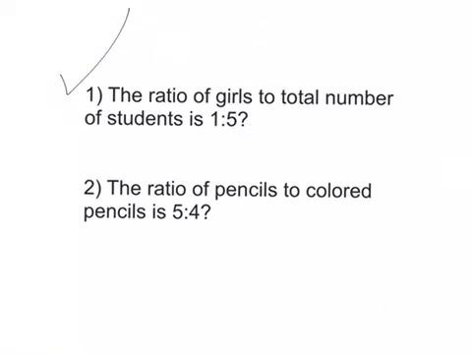But now let's try to find this. The ratio of pencils to colored pencils is 5 to 4. Since this is not comparing to the total, it's not a part to whole ratio.